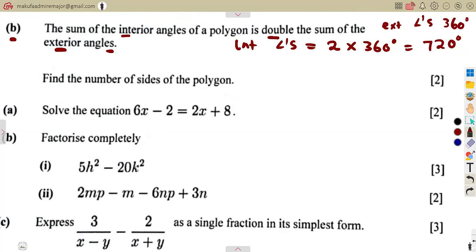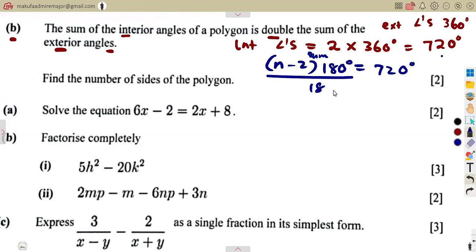Knowing the interior angles can help us to calculate the number of sides, because we are not told that it's a regular polygon, it's just a polygon. So it is best to work with the interior angles. Why? Because we know that the sum of interior angles is n minus 2 times 180. So n minus 2, which is the sum of interior angles, is equal to the sum that we are given of 720 degrees.